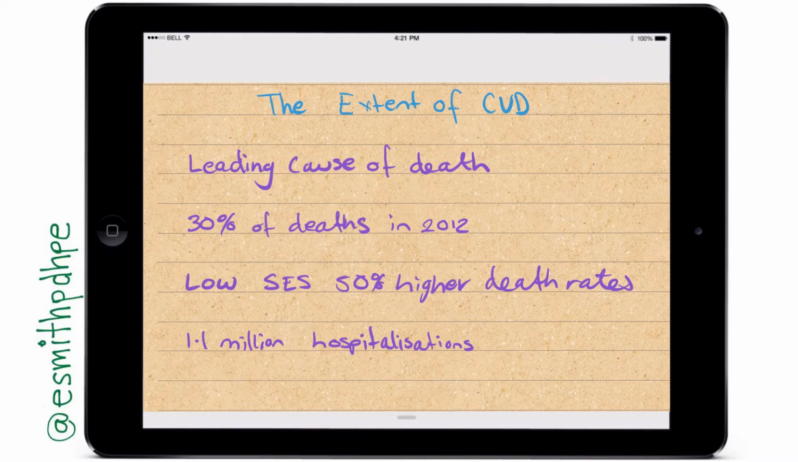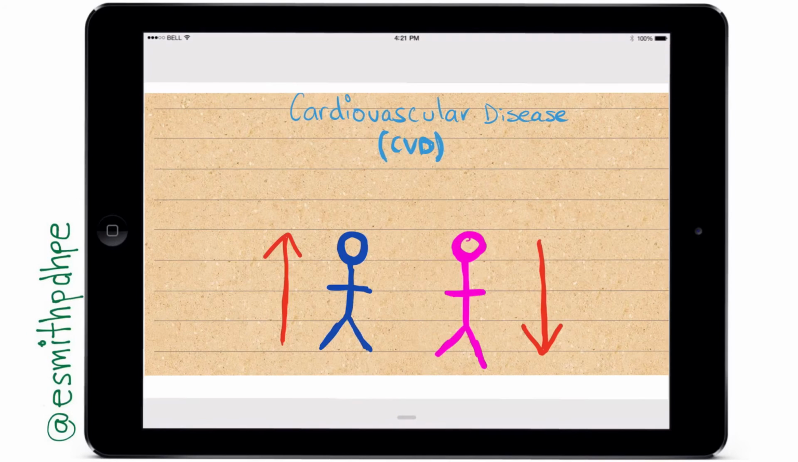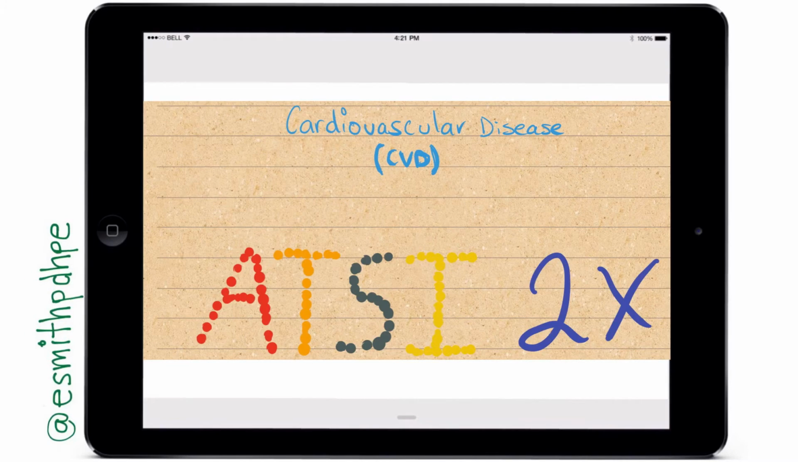The people living in low socioeconomic status have 50% higher death rates from cardiovascular disease than those people living in city and built-up areas. And in 2012, cardiovascular disease resulted in 1.1 million hospitalizations. Having a look at cardiovascular disease, the levels of cardiovascular disease amongst men are much higher than in women. And HSC communities and HSC peoples are 2 times more likely to suffer from cardiovascular disease than non-HSC people are.